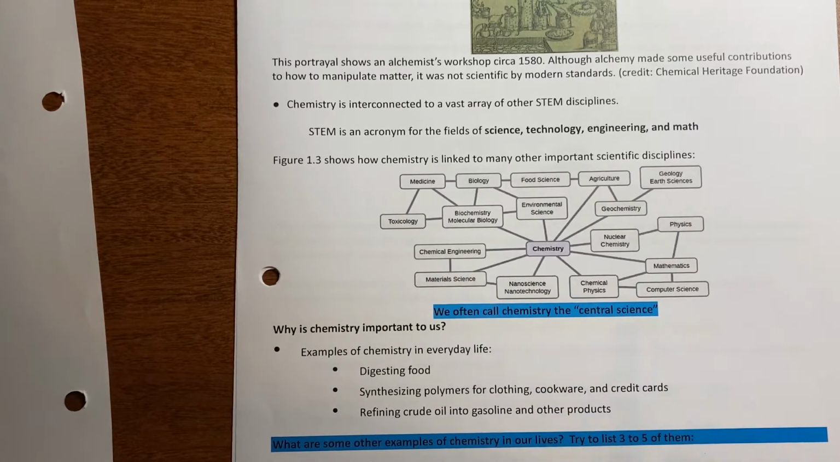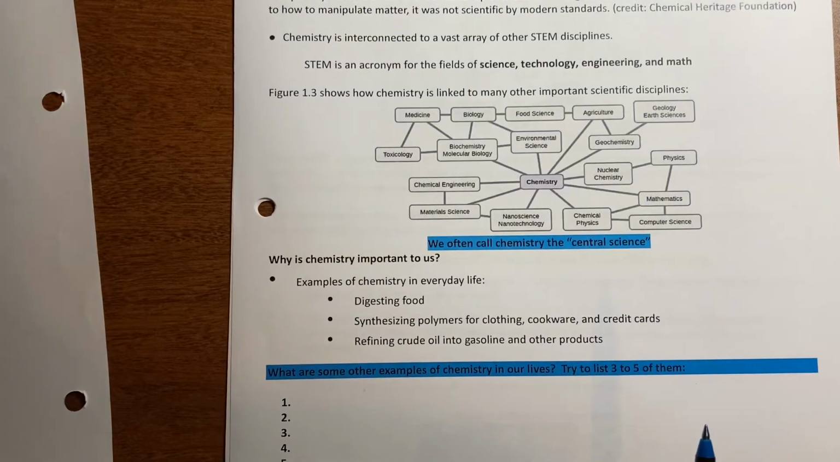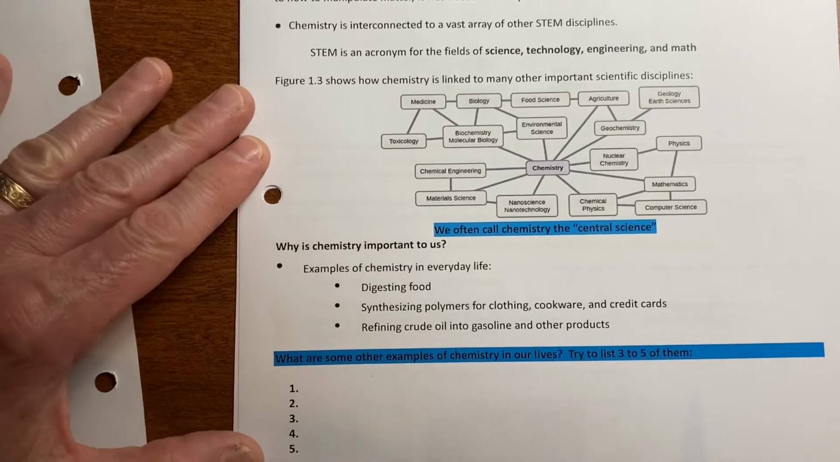Plastics come from crude oil, which comes from deep underground, which is called fossil fuels. Refining crude oil into gasoline and other products is based on chemical principles. Without crude oil and gasoline, our world would literally stop. So chemistry is key to a lot of things.